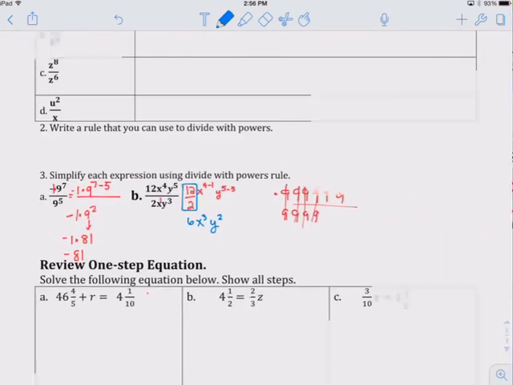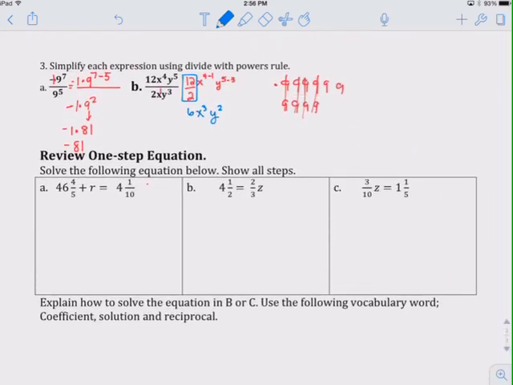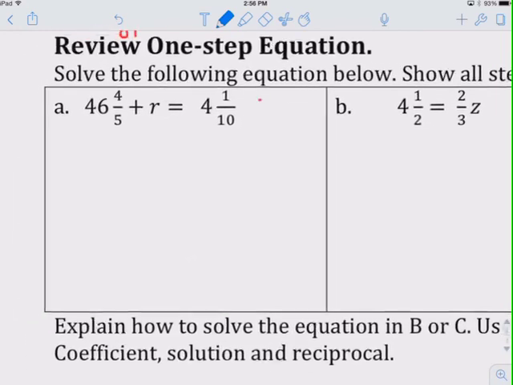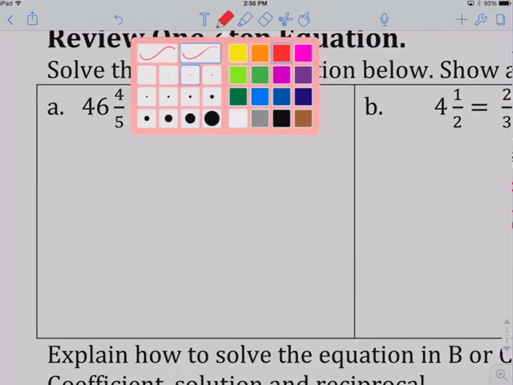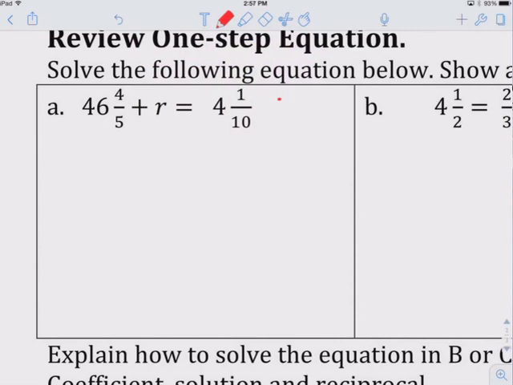All right. This one here on A. Okay, which one do we get rid of here? The 46? Victoria, do we get rid of the 46 and 4/5 or 4 and 1/10? 4 and 1/10. Okay. 4 and 1/10, it's 46, is what we call our solution. See, on this side, it equals this answer. Do you see that? Yes. That is called our solution.